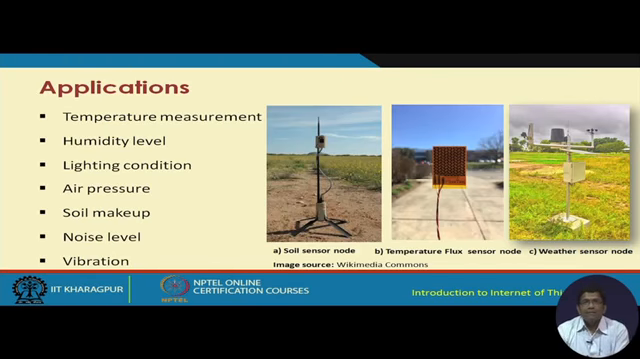Here are a few examples of sensor nodes: soil sensor node, temperature sensor node, weather sensor node, and so on, all deployed in real life. They serve different applications such as temperature measurement, humidity level measurement, lighting condition, air pressure, soil makeup, noise level, vibration, and so on.